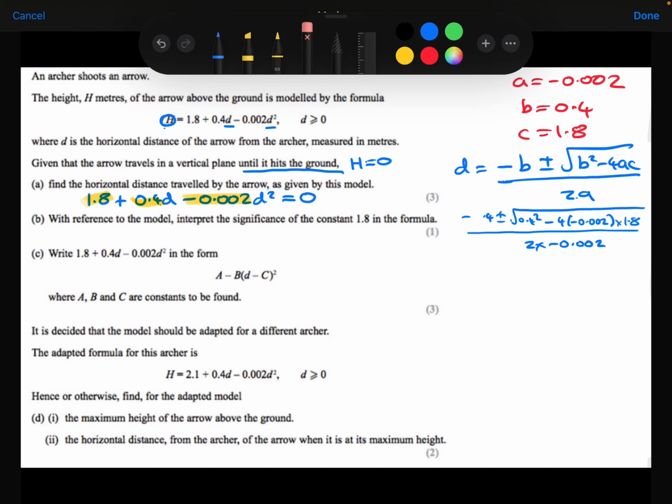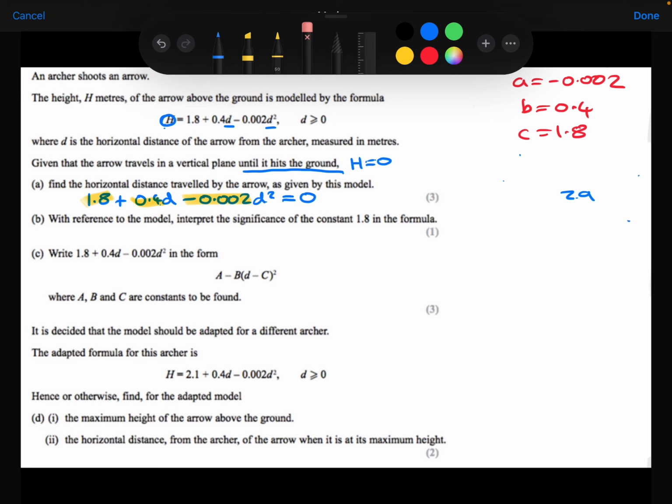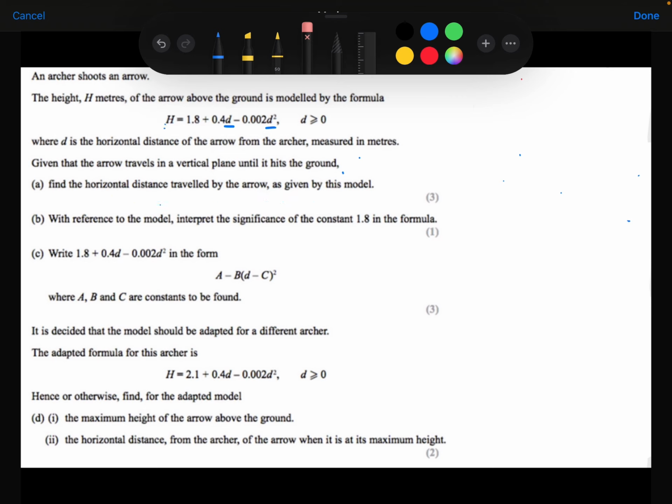Key thing there is the height is 0 when the arrow lands. Therefore, we make the equation equal to 0 and solve it. Part B. With reference to the model, so with reference to the equation, interpret the significance of the constant 1.8. So what does this represent?